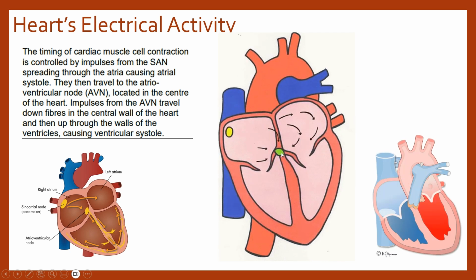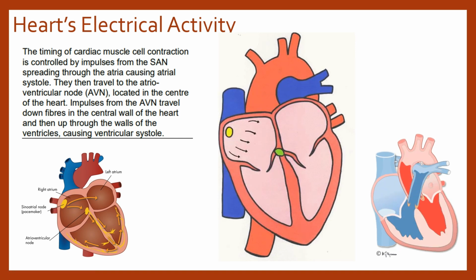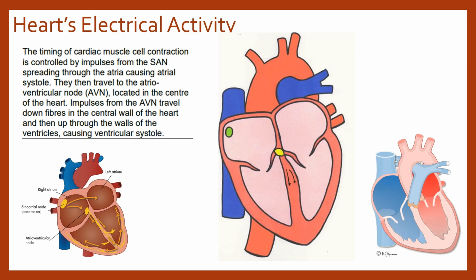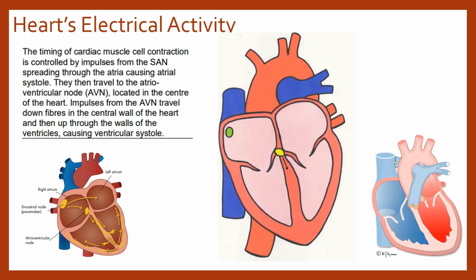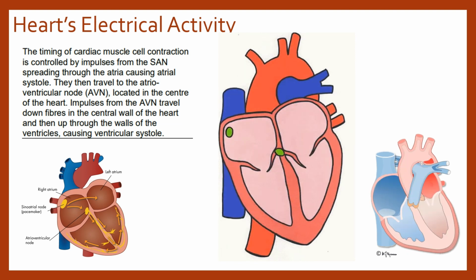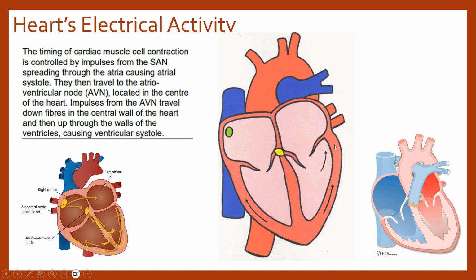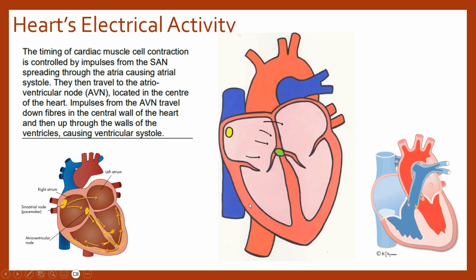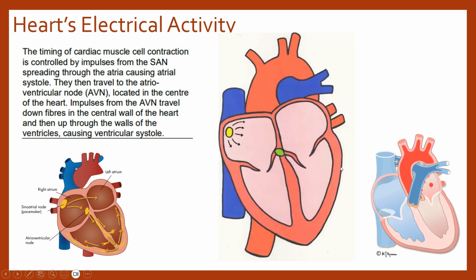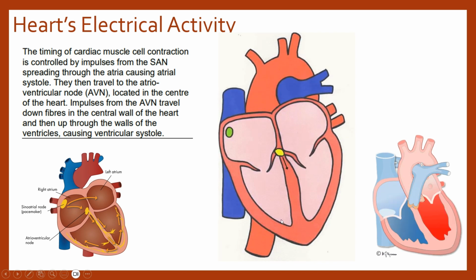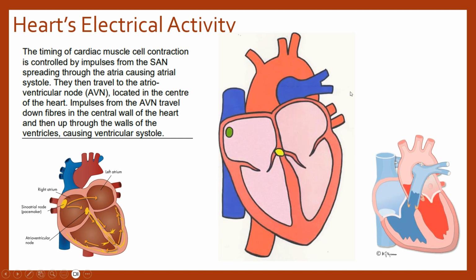Then from the AVN, the electrical impulses will continue on, first down through the centre of the heart, then split up through the walls of the ventricles. And again, as the electrical impulses move through the ventricle walls, this will trigger the contraction, so it will trigger ventricular systole, and the blood will move from the ventricles into the arteries.